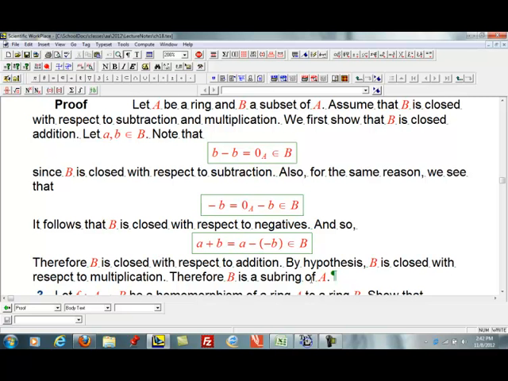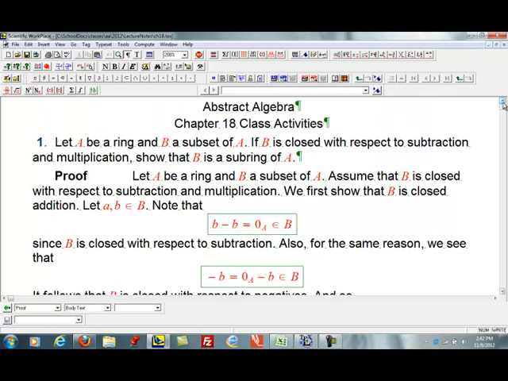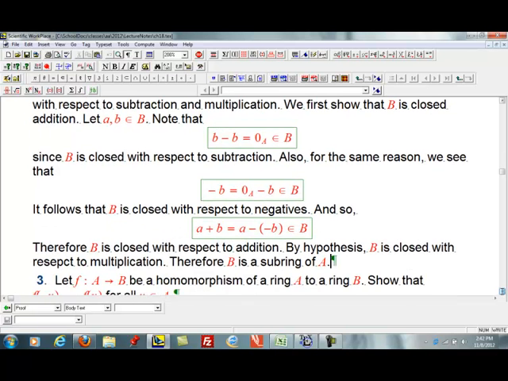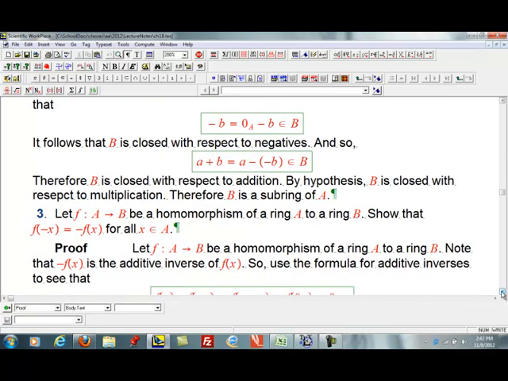That's the long way. You actually have to verify three things. But the rule that we kind of sort of proved here is: if you know that B is closed with respect to subtraction, for any two elements A and B, if you know that A minus B is in B, and you know multiplication, then you know B is a subring. So you just have to verify two things now in your homework. So that was the first thing that they kind of left open.